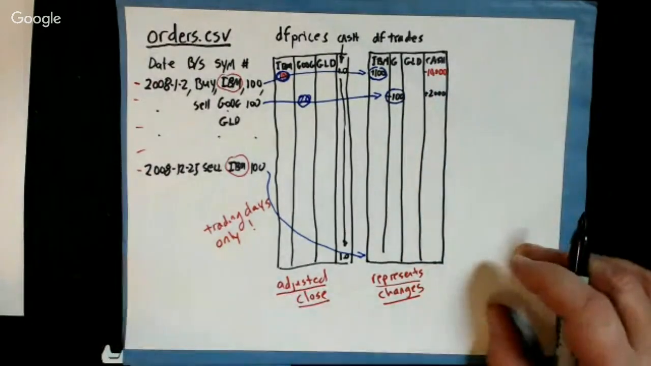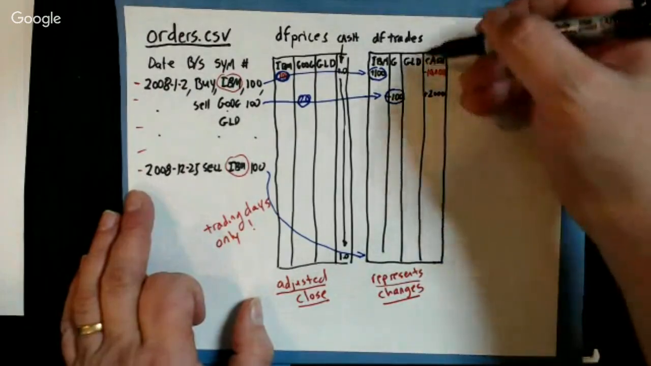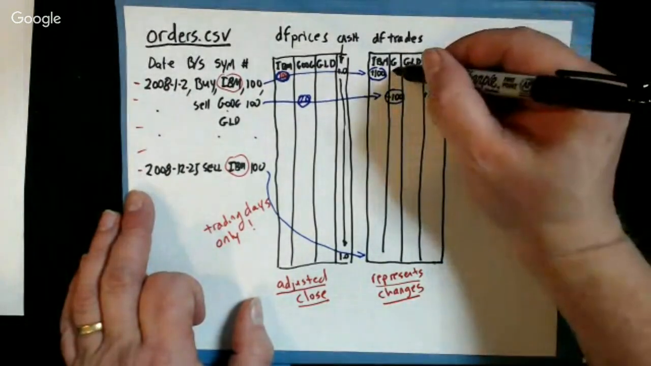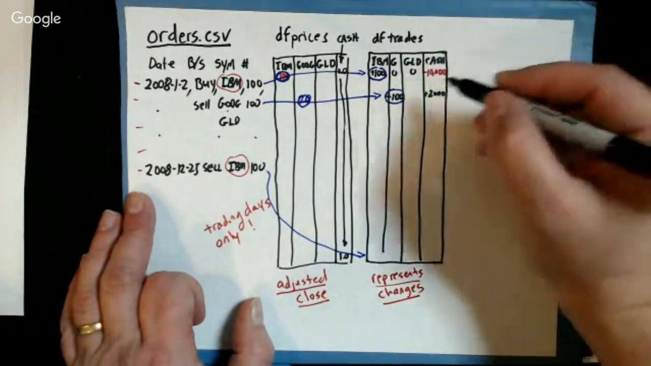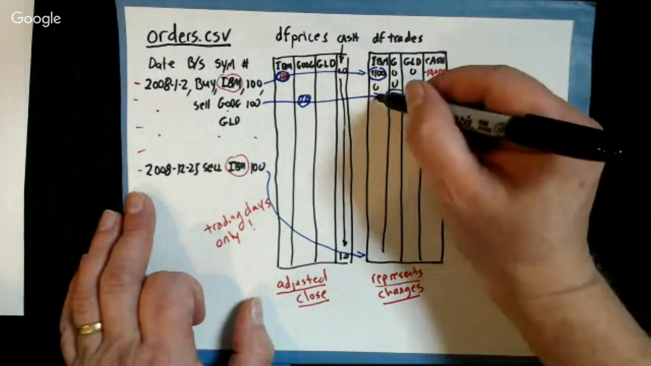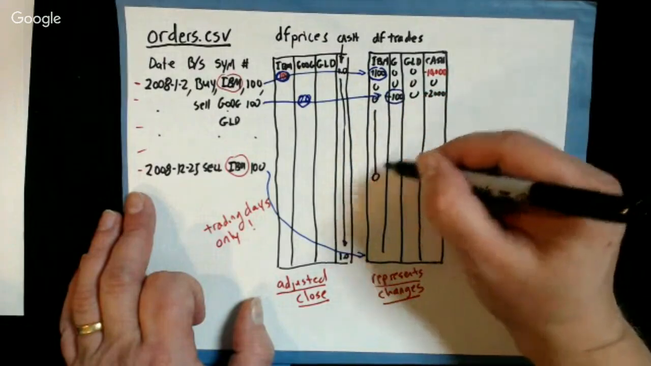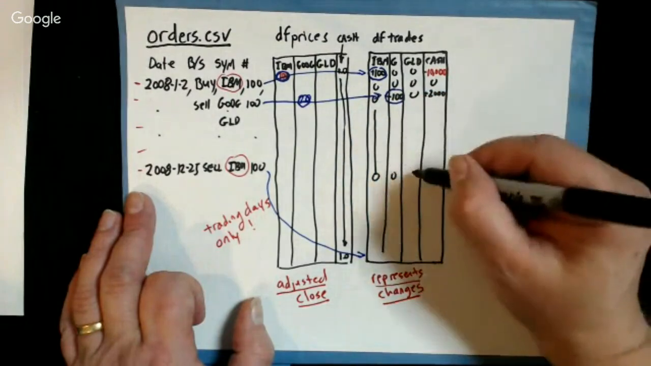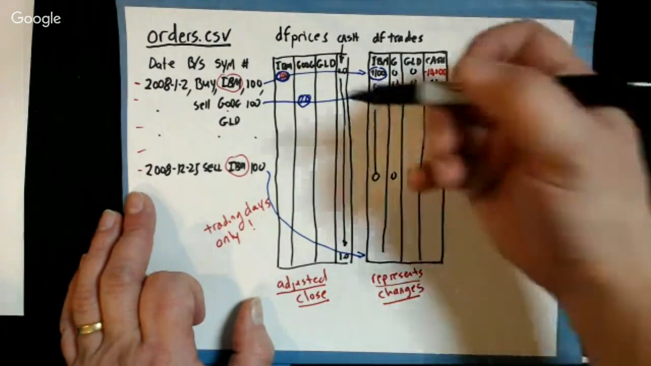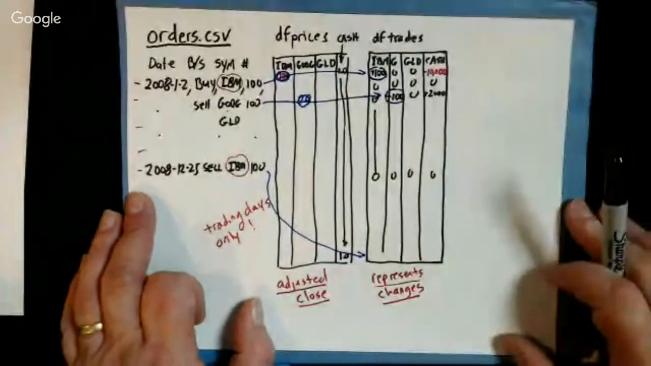Oh, one thing I didn't mention is that I'm assuming that all these values are initially filled with zeros. So we've got zeros all the way down. And then as we step through the orders, we put in non-zero elements there as they occur.